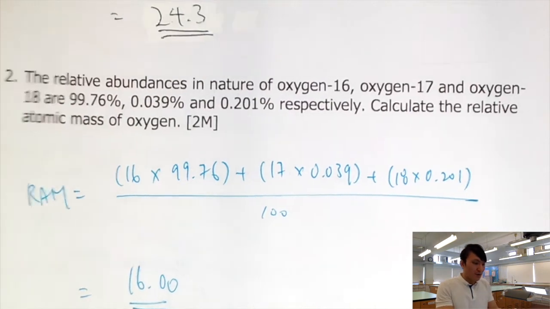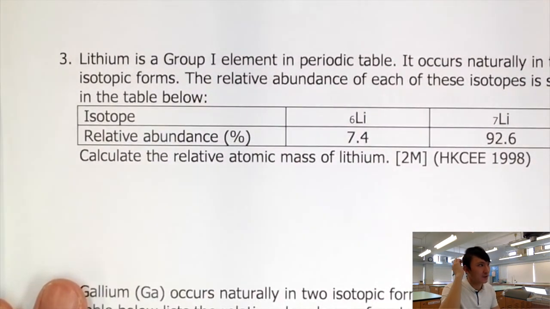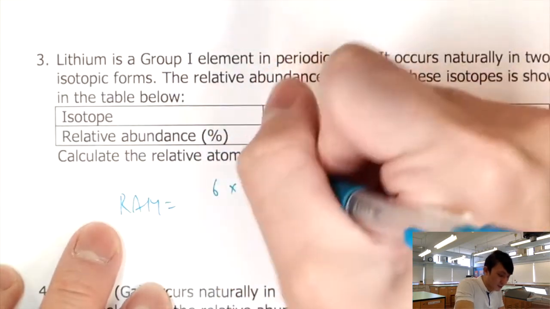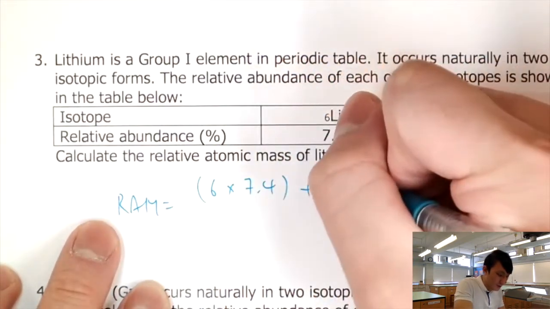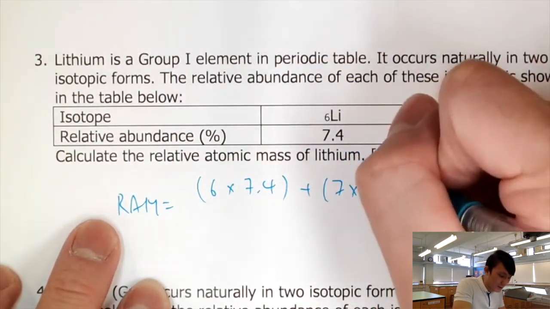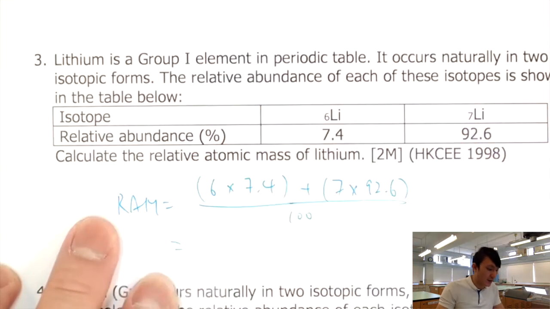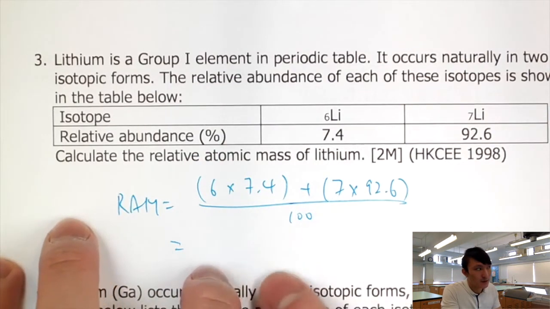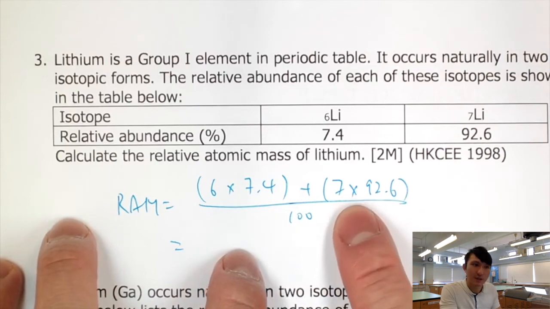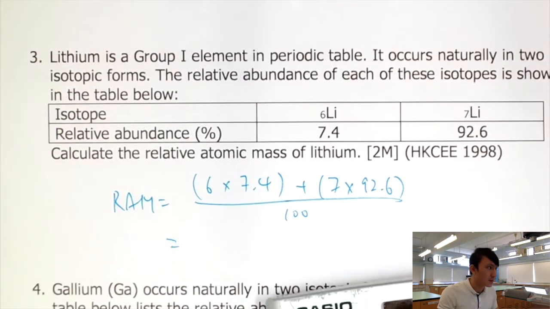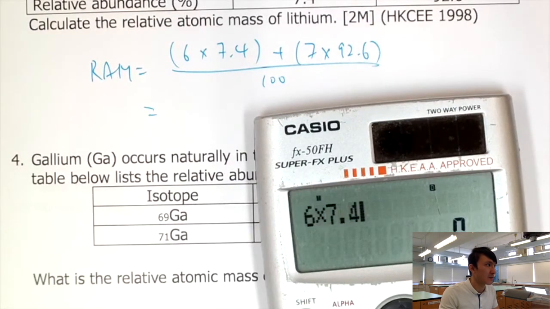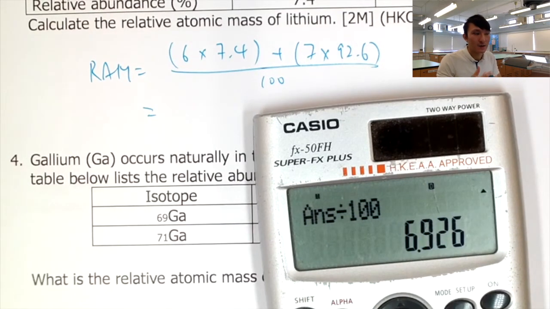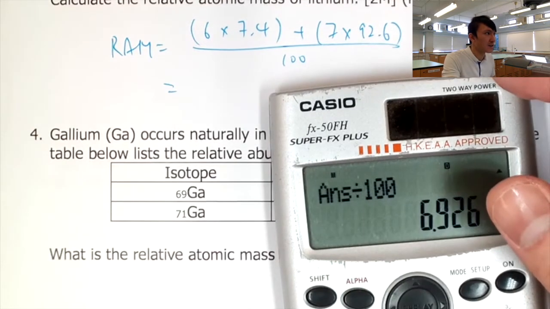Okay? Now, let's look at question 3. Again, it's a very similar question, so let's do it quickly. 6 times 77.4 and then 7 multiplied by 92.6 divided by 100. Now again, you can tell, more than 90% of it is lithium 7. Then I would expect the relative atomic mass should be very close to 7, maybe 6.9, something like that. So let's have a look. 6 times 7.4 plus 7 times 92.6 divided by 100. Yeah, so you see, it's very close to 7, 6.9. Okay?